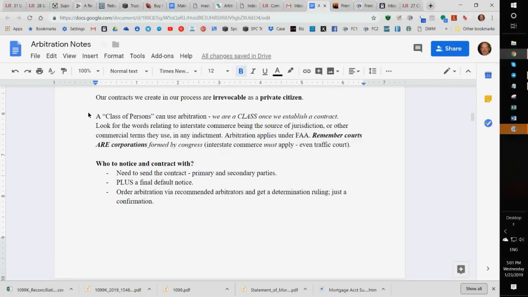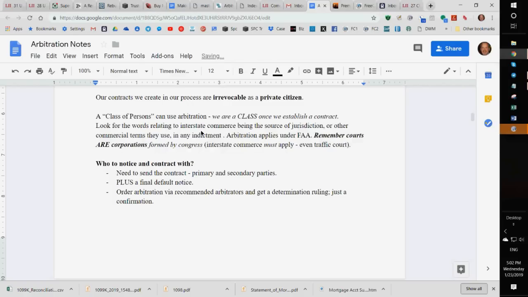So you're going to learn, when you're reading some of this, about classes of persons. A class can use once established in a contract. That's an important term when you get into some of the study on this. So look for words, if it's a charge or a bill that relates to interstate commerce, like a bill or a charge or a violation of some statute. Those are all jurisdictional issues. They all have to do with commerce. Therefore, it's a commercial term and subject to even an indictment, because an indictment is a true bill.